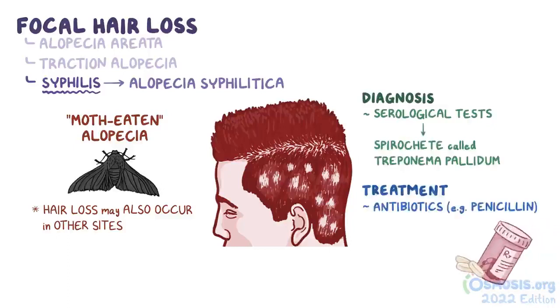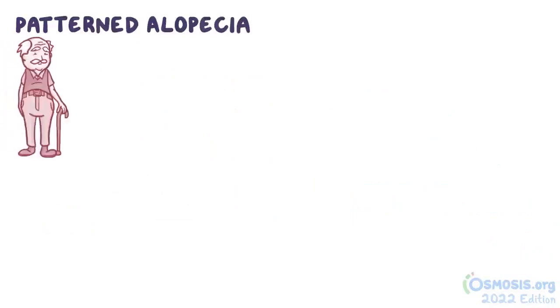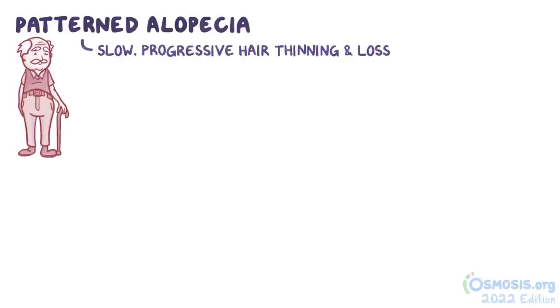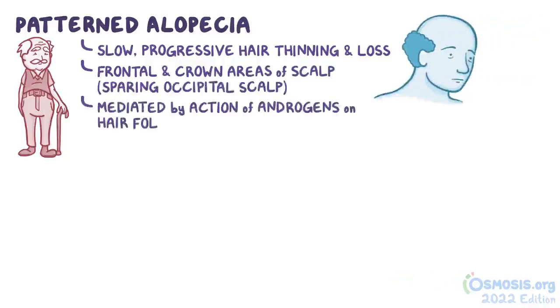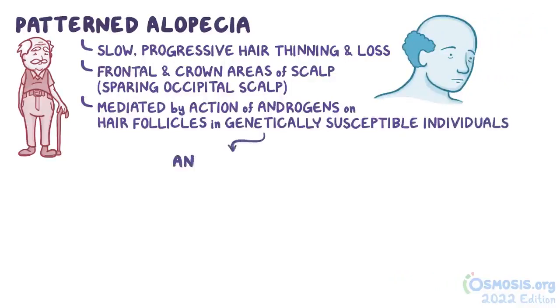Moving on, patterned alopecia is a common condition with increasing age, most frequently presenting as slow, progressive hair thinning, and a loss in a characteristic distribution on the frontal and crown areas of the scalp, with relative sparing of the occipital scalp. The condition is mediated by the action of androgens on hair follicles in genetically susceptible individuals, and that's why it's called androgenetic alopecia.